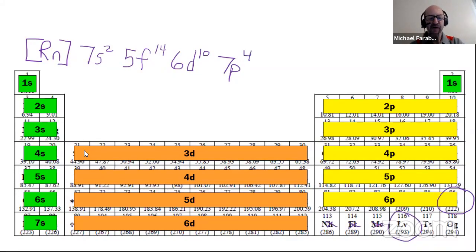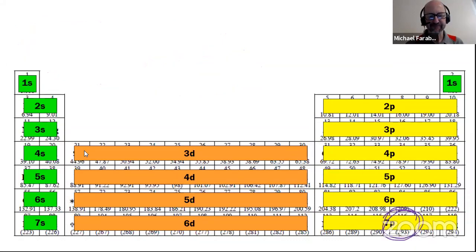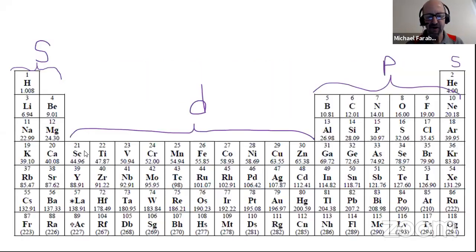Okay, if I wrote this as my answer to this question, then I would not get credit because I wasn't paying attention. Let's read that question one more time. Write the electron configuration for the valence electrons of Livermorium. So not the entire electron configuration, just the valence electrons.